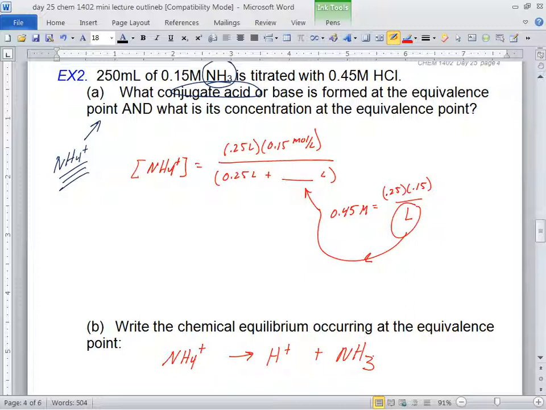Did anybody get a final answer for what's the concentration of ammonium? Did anyone get a number? 0.11? 0.113? Good deal. So come by if you have some questions.